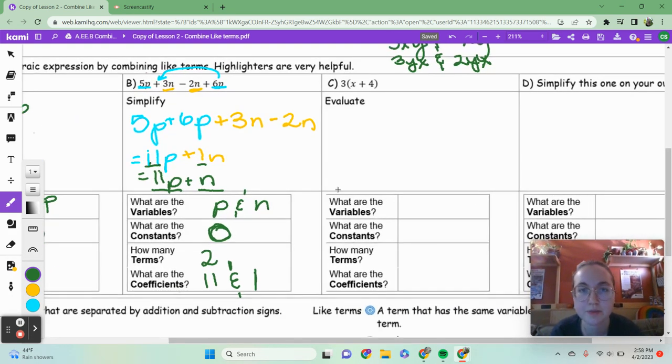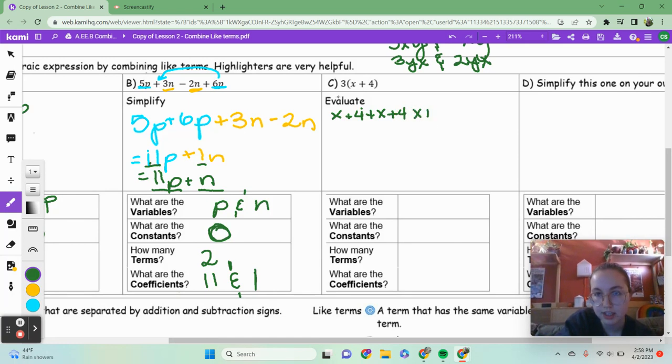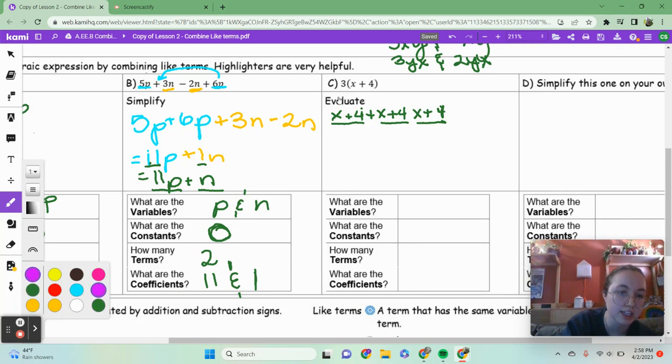Lastly, for this video, we want to simplify 3 times the quantity x plus 4. So this coefficient here, what that means is I have x plus 4 plus x plus 4. I need to hold my laptop more steady. Plus x plus 4. So I have all of that 3 times, right? So let's do some highlighting. Let's do some underlining.